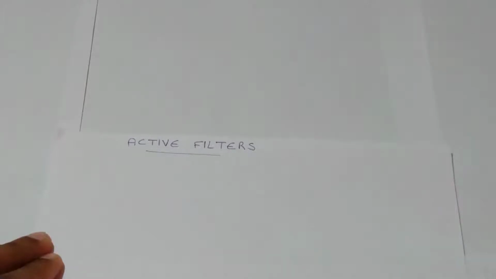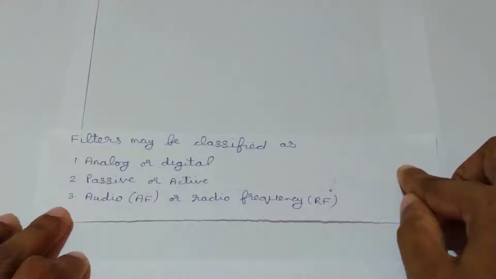Today we are going to study active filters. We know a filter is a frequency selective circuit that passes a specified band of frequencies and blocks or attenuates signals of frequencies outside this band. Then we can classify the filters in a number of ways. We can classify the filters as analog or digital filter, passive or active filter, audio frequency or radio frequency filter.